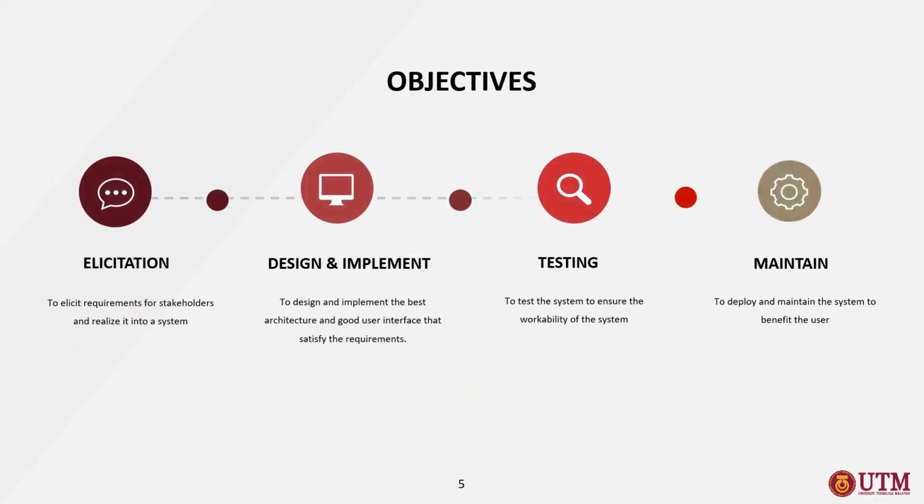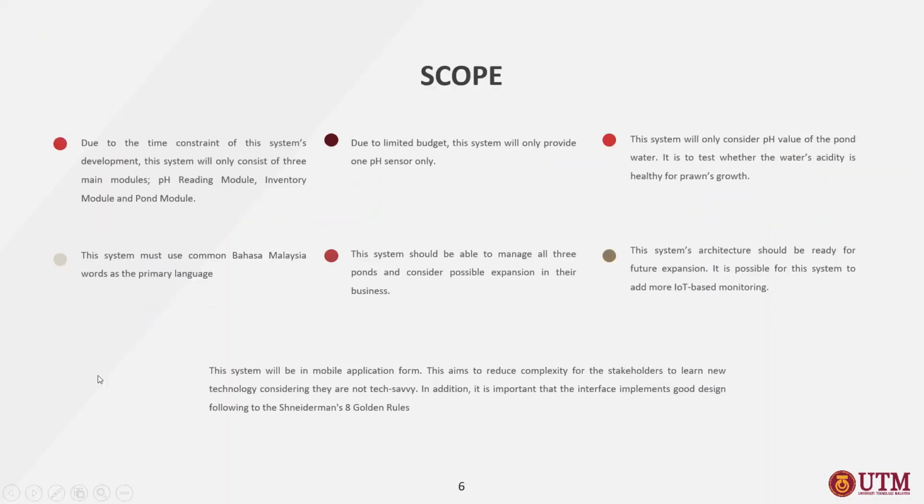The objectives of this project is first of all to elicit requirements for stakeholders and realize it into a system. Secondly, to design and implement the best architecture and good user interface that satisfy the requirements. Next, to test the system to ensure the workability of the system, and finally to deploy and maintain the system to benefit the users.